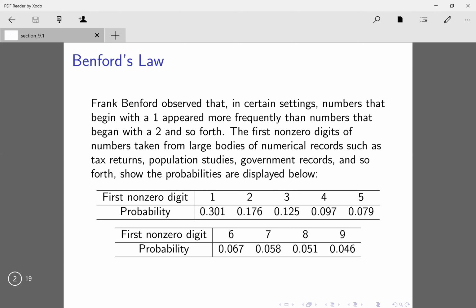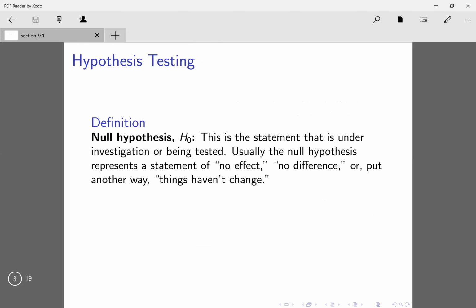Now, it could be true that they are telling the truth. However, we need a way of analyzing how likely it is that someone would get such a distribution of leading digits. And if it's not very likely, you might be inclined to think that someone was lying. So this is the domain of hypothesis testing.